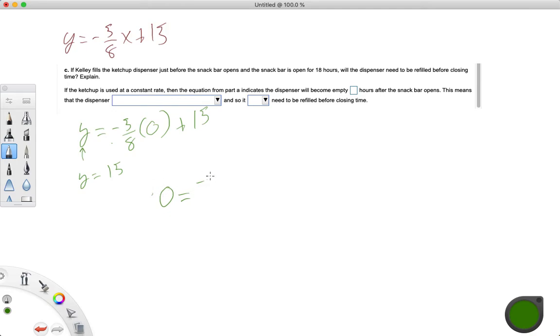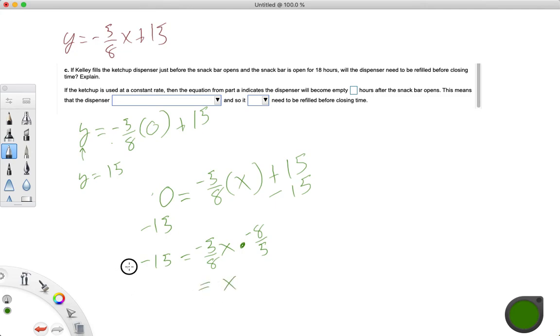When it's empty, it's negative 5/8 times some amount of time that we don't know yet, plus 15. Let's subtract 15 from both sides. And we now have negative 15 equals negative 5/8 x. I'm going to multiply both sides by my reciprocal, so that's negative 8/5. Negative 5 times negative 8 is positive 40. 8 times 5 is positive 40. That gives me 1. So that's just an x right there.